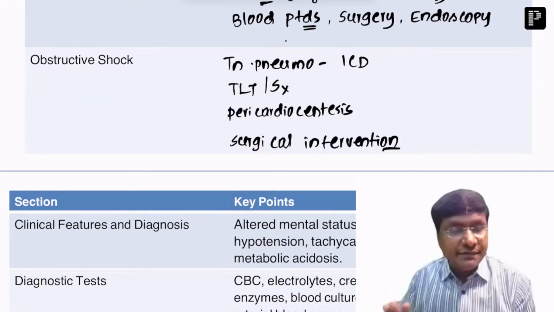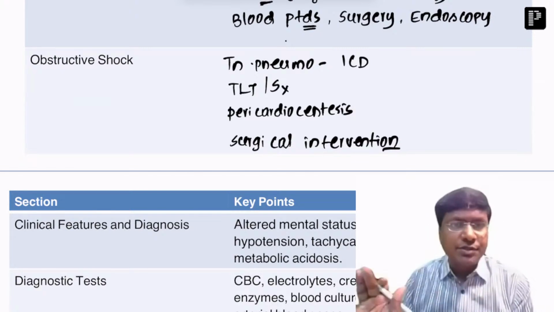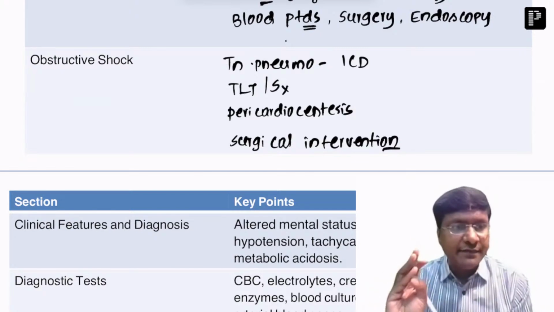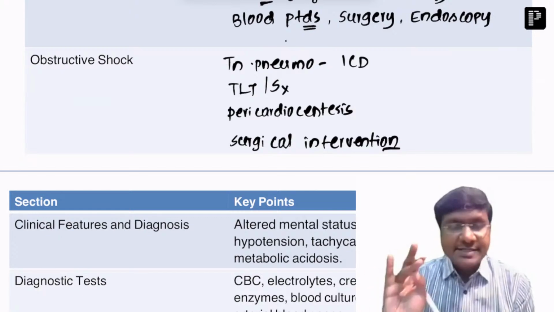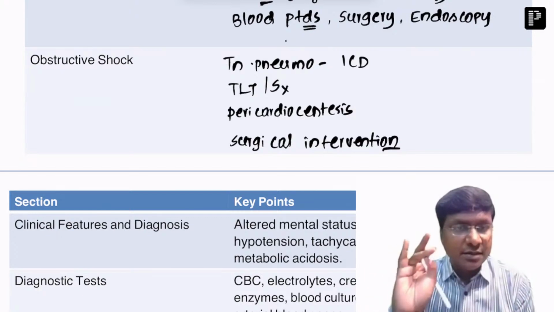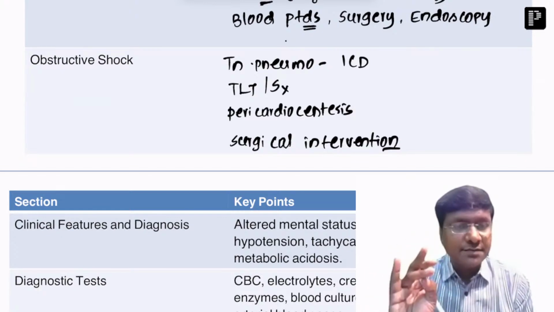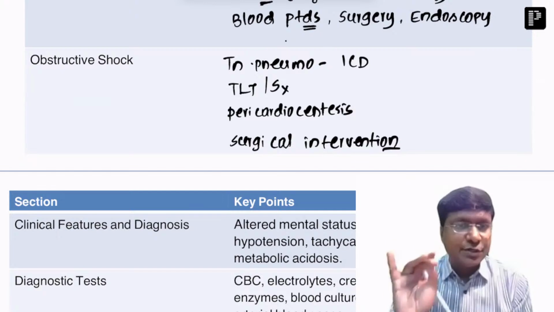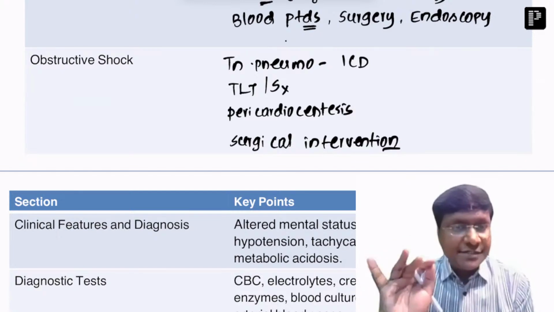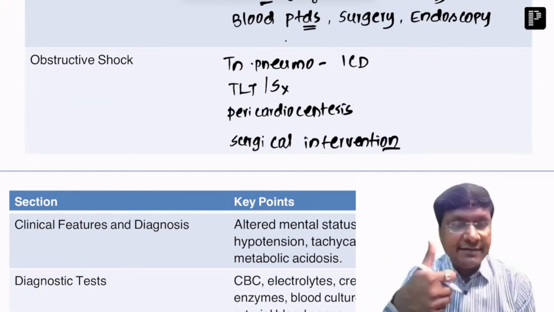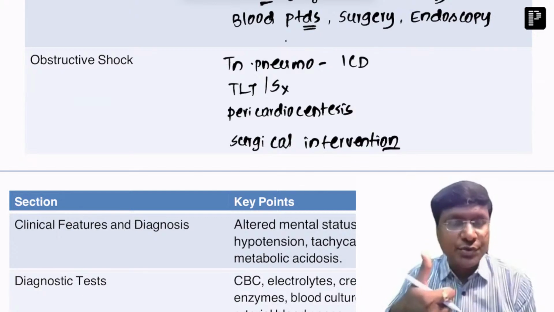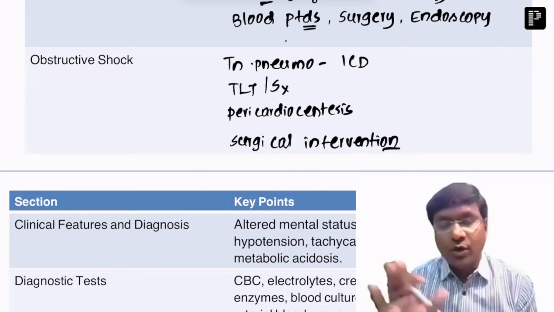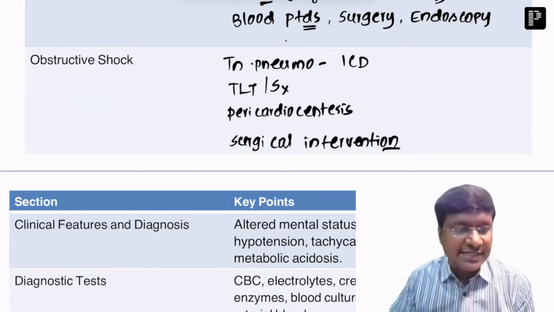So this is about the various types of shocks, right? And I've said everything about the shock. I told you the pathophysiology of the individual types of shock, right? Second, I have told you about the stages of shock: compensated, decompensated, and irreversible. Then I have told you the hemodynamics in various types of shock. Then I have told you the clinical features of various types of shock. Then I have discussed the investigations you need to do in various types of shock, and what the various treatment options are.